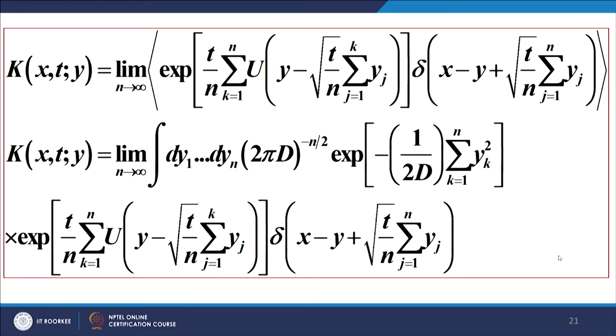Why? Because all the yj's are Gaussian distributed, each has a mean of 0, each has a variance of d, and therefore, because there are n such variables, you can see here the factor of 2 pi d is raised to a power. Each contributes a factor of under root 2 pi d in the denominator, and therefore, because there are n such variables, we have 2 pi d to the power minus n by 2, and the rest is also quite straightforward.